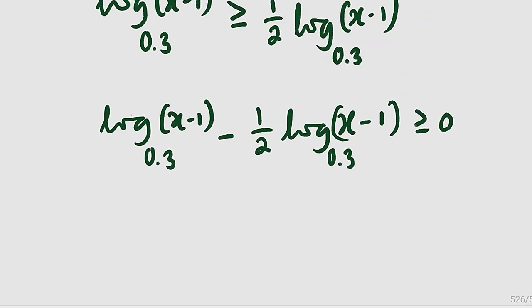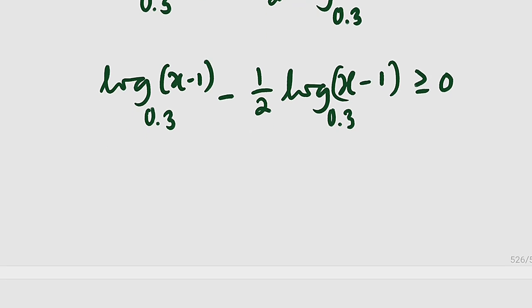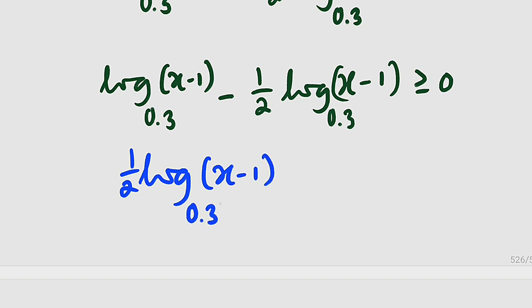So just look at it. We have one quantity of log of x minus 1, and we have half quantity of log of x minus 1. So if you take 1, you subtract a half, you're going to get a half, right? So we have half of log of x minus 1 with the base of 0.3 greater than or equal to 0.